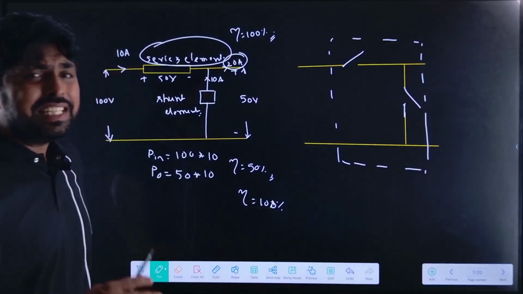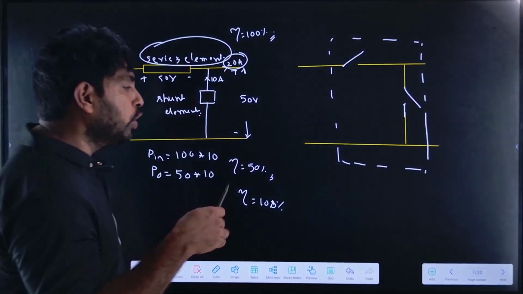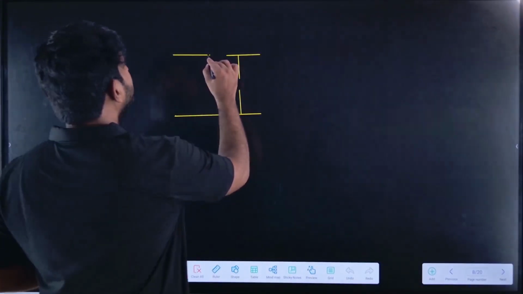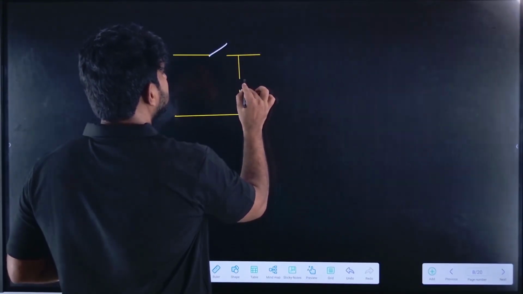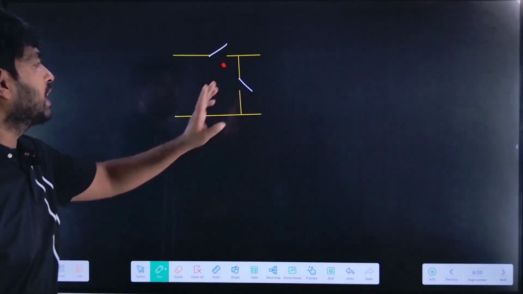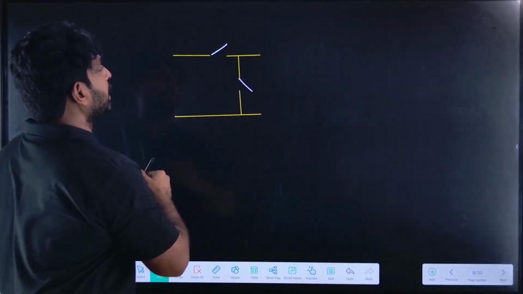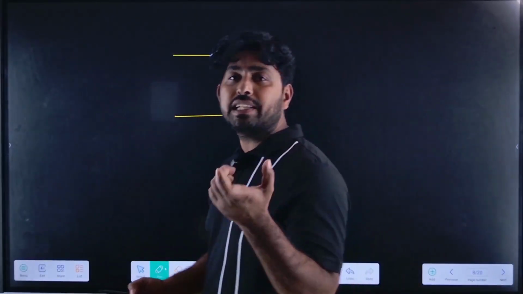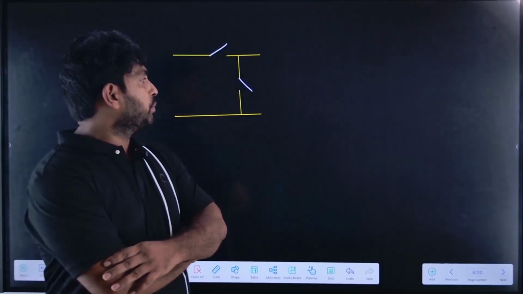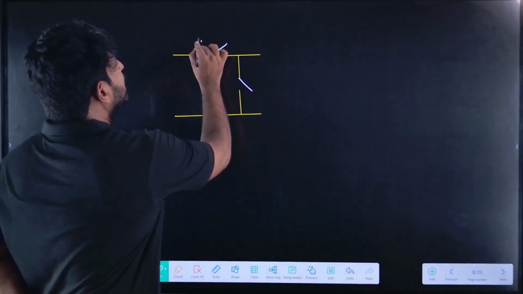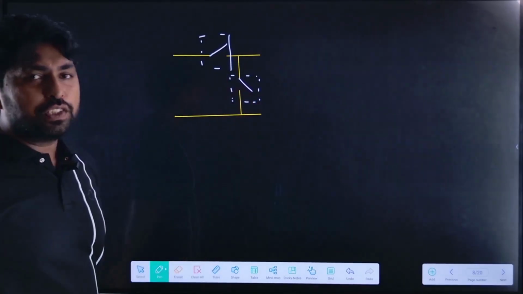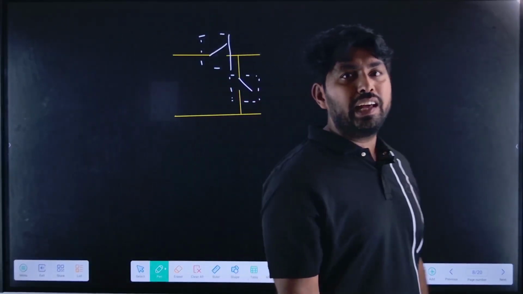Now let us derive the buck converter topology. Let us see how the buck converter topology is derived. For example, now we have two switches, a series switch and a shunt switch. We should have two switches in any topology to get more efficiency, to get the condition of 100% efficiency satisfied. Now we have the series switch and the shunt switch.